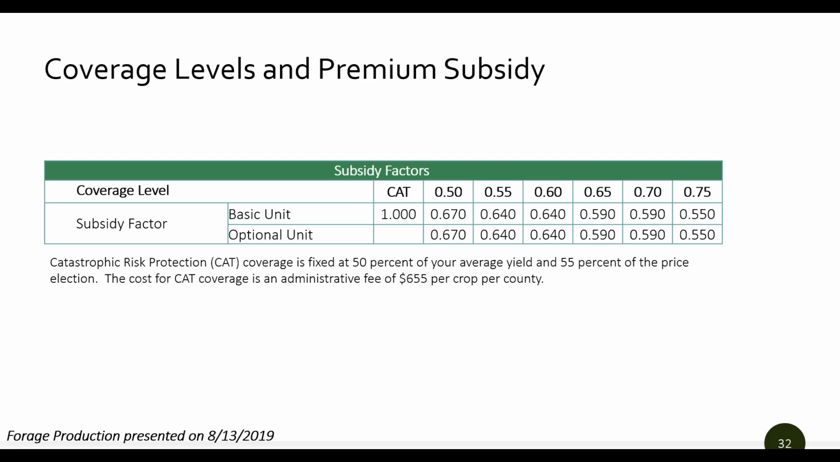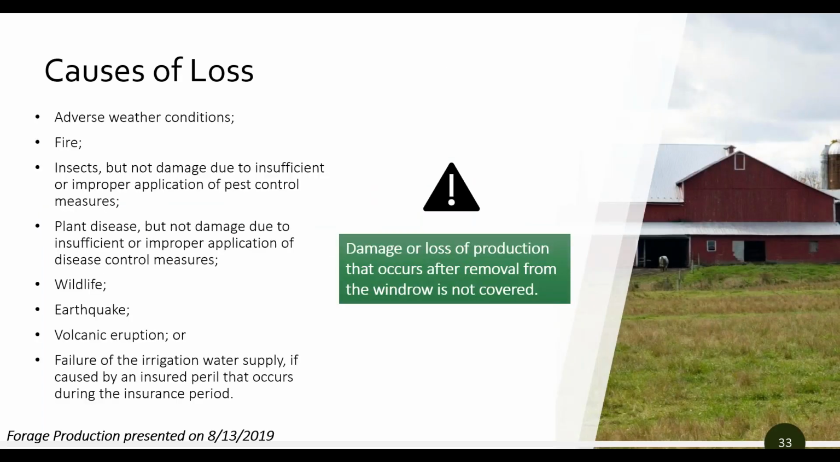So let's say we have a 4-ton APH. Cat coverage would provide a 2-ton guarantee. $189 is our price, our established price, and I believe 55% of that is somewhere in the neighborhood of $104 or $105. So you'd have a 2-ton guarantee times $104, and that would give you your per acre guarantee to put a baseline on. And we'll cover that a little later, provide an example.